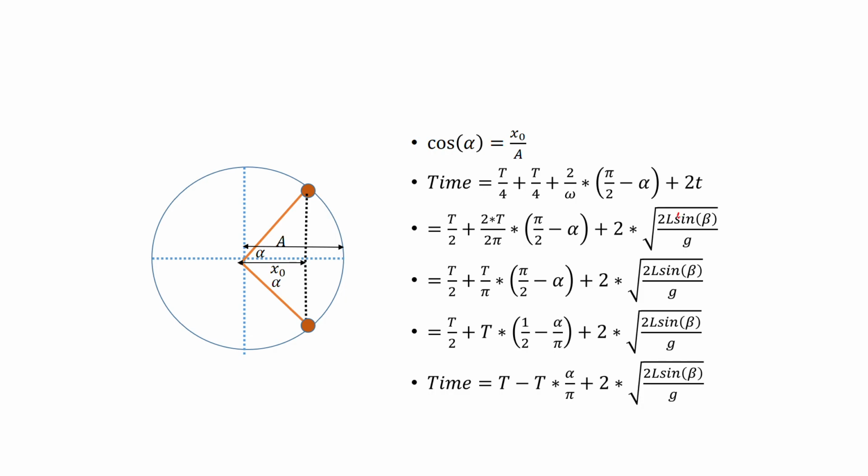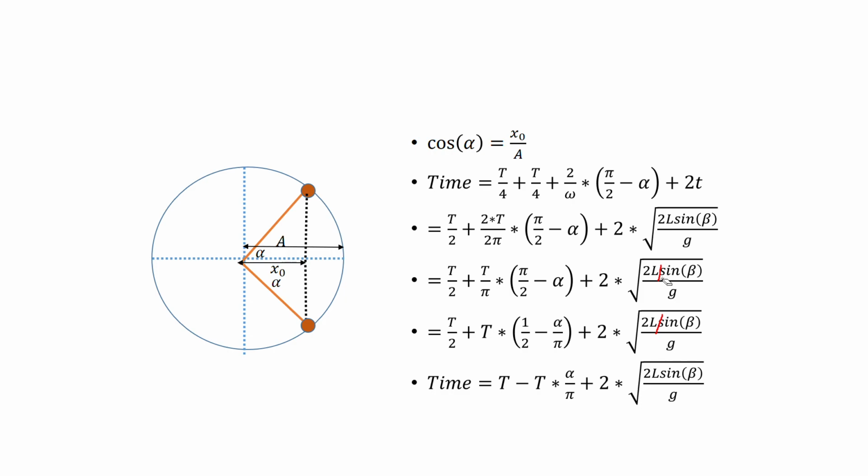Sorry, this is a mistake. L by sine beta. Sorry, it's okay. So these are correct.